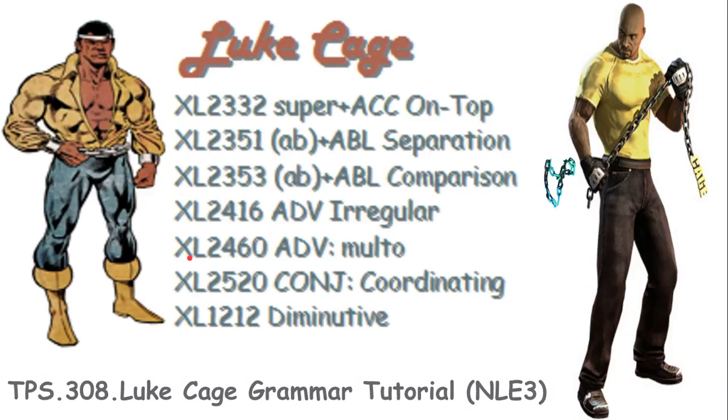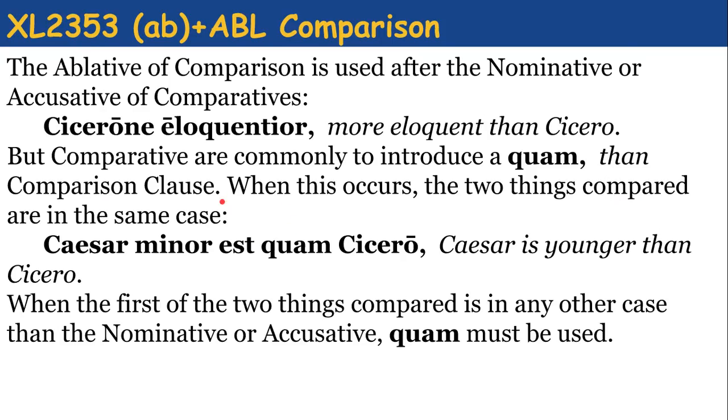All right, let's move on to the next part, which is the ablative of comparison. So when you have a comparative adjective or adverb, you will compare. You could just say it's quite eloquent, but if you want to compare one to another, you will use the ablative of comparison without the ab. He is more eloquent than Caesar. You could also have a quam clause, right?